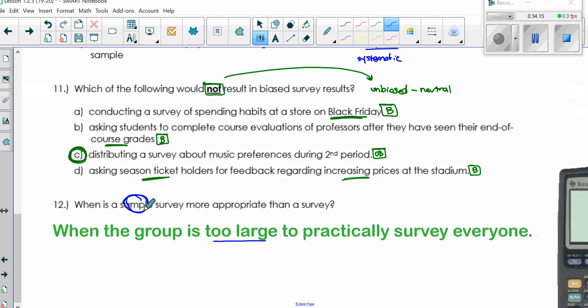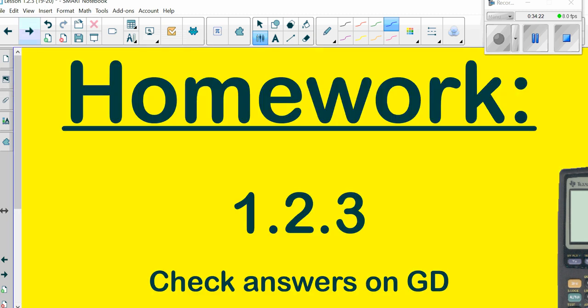All right, so hopefully those multiple choice questions did some good review, and hopefully now we have a good idea of what sampling looks like. Your homework is out of the book, 1, 2, 3. I know you don't obviously have the book, so you're going to have to either print it out or work on a separate sheet of paper. It's probably pretty easy to work on a separate sheet of paper.